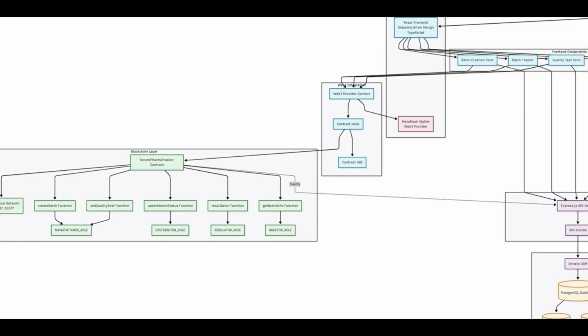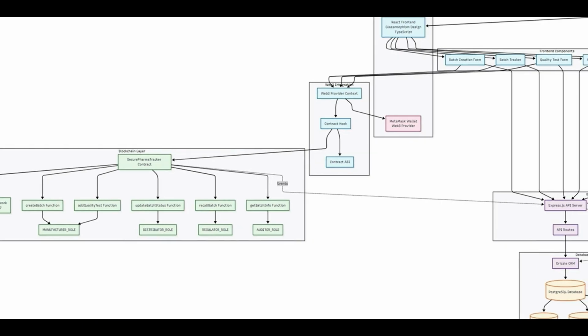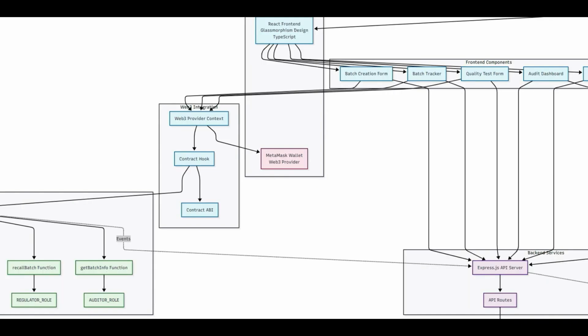Manufacturer role, that's the person who was doing it, right? And then the add quality test function. All right, so this is real time. This is what you guys just saw, right? And there's the update batch status function. That was the distributor role. Recall batch, that's the regulator role. And the get batch is the auditor role to help us build it out.